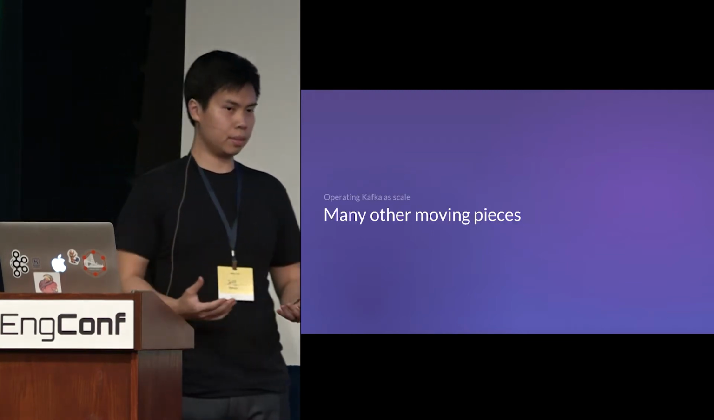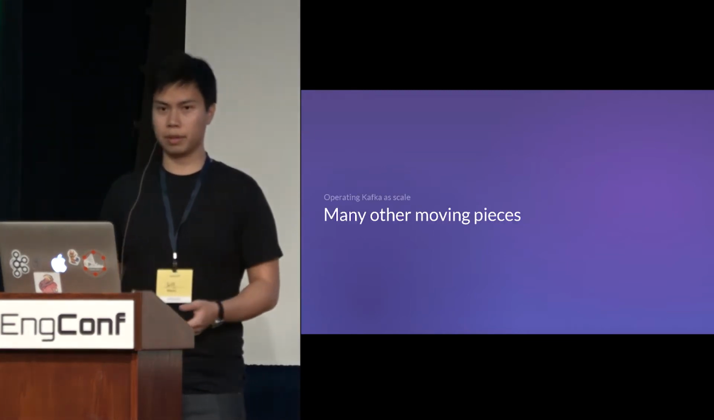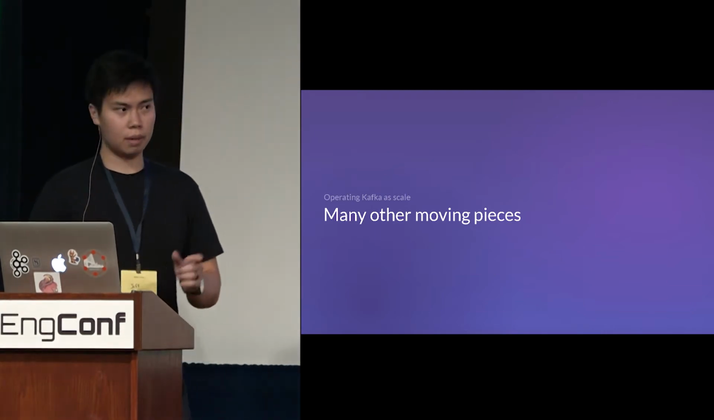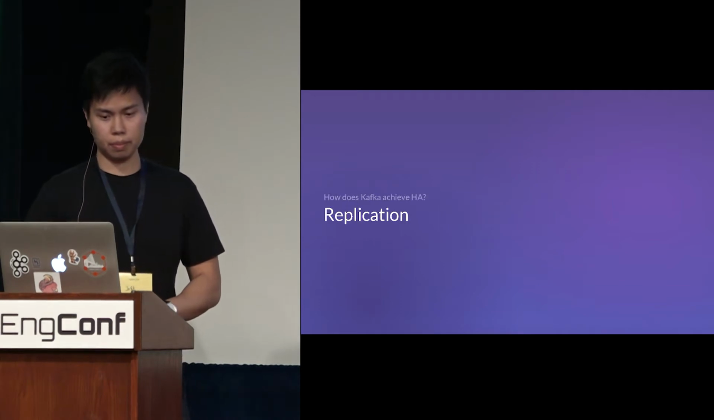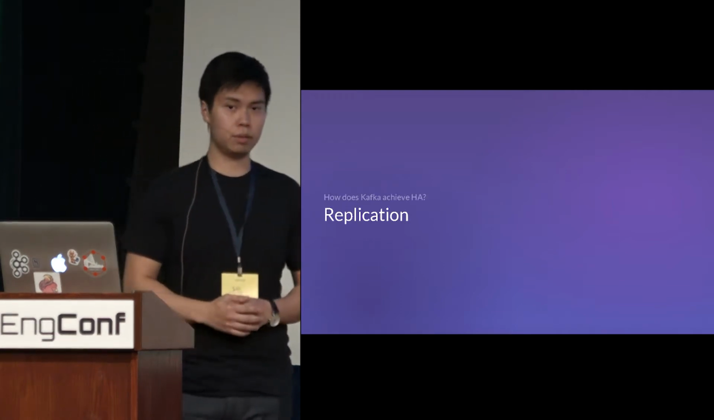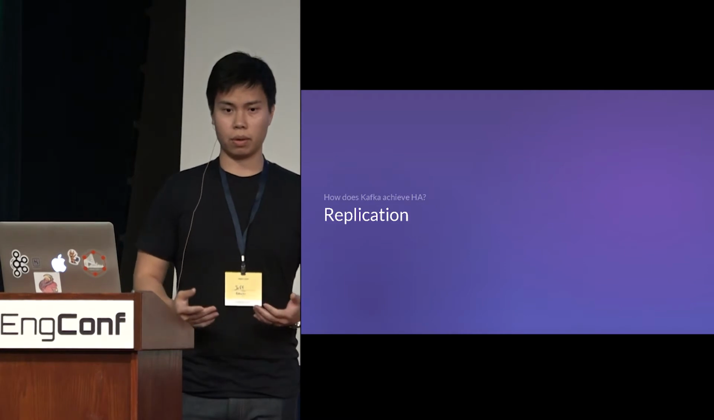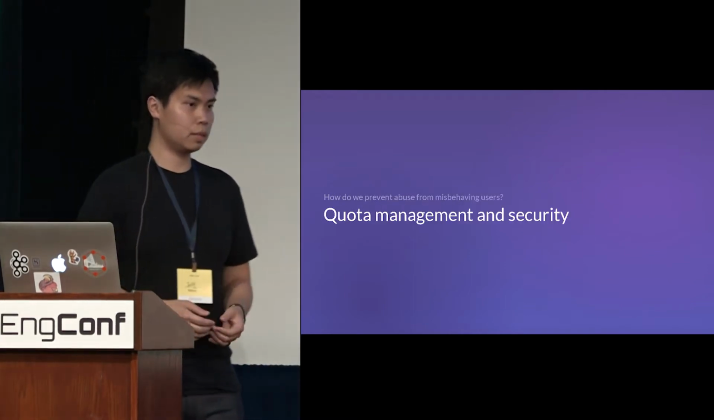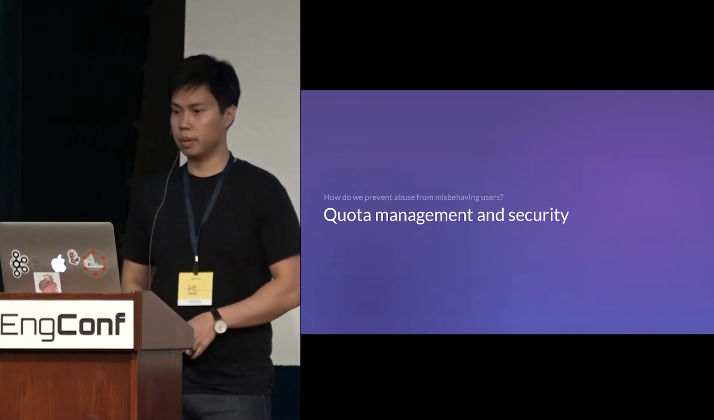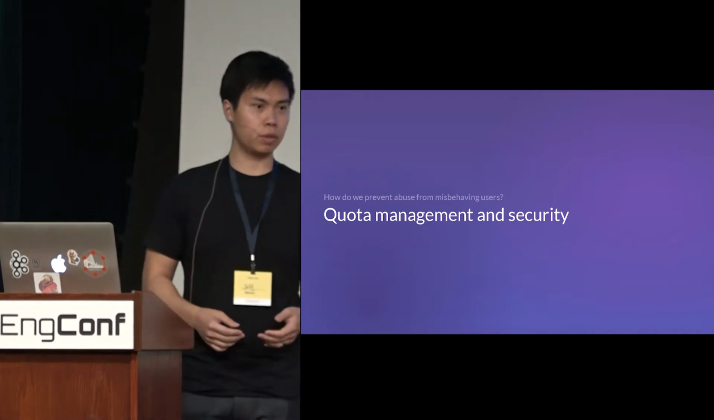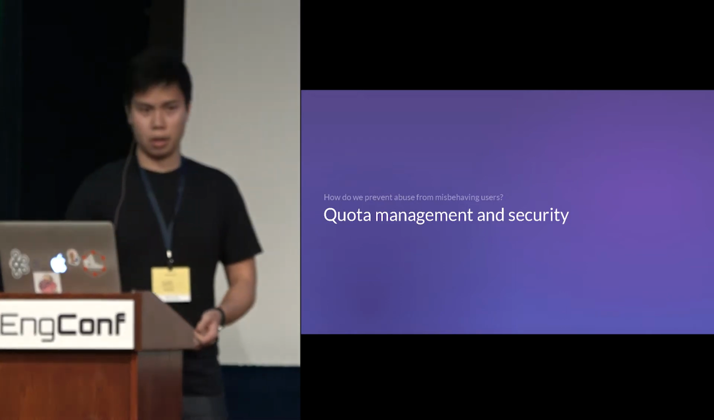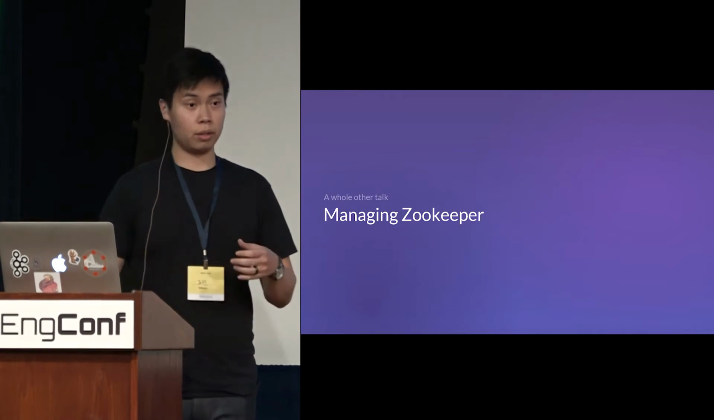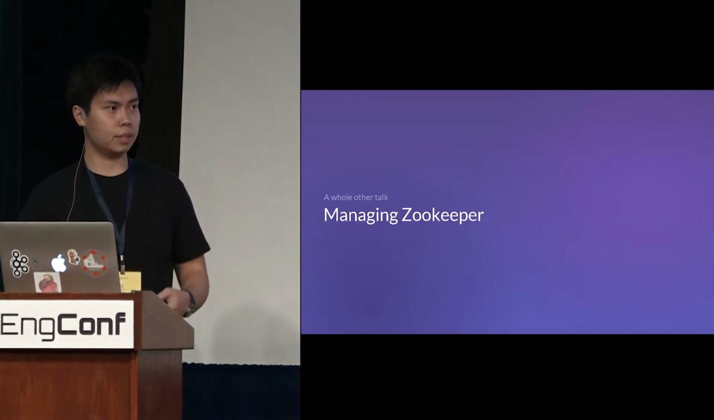Now, this is all great conceptually, but when it comes to operating Kafka, there are many things to consider when dealing with it at scale. It might not be as easy as you think. For instance, how do you deal with replication? Or how does Kafka achieve HA? Then there's quota management and security, as in how do we prevent abuse from misbehaving users? And then there's OS, JVM, and Kafka tuning, and also even managing Zookeeper, which is a talk in and of itself.